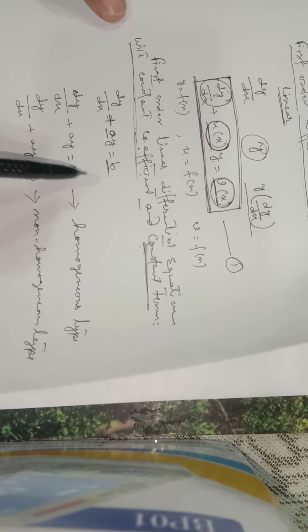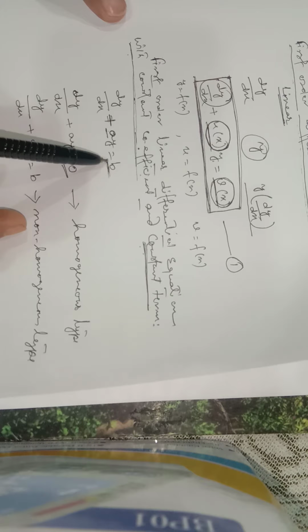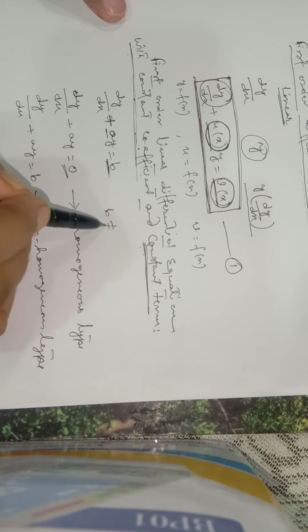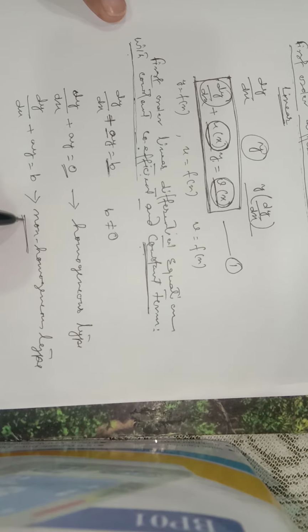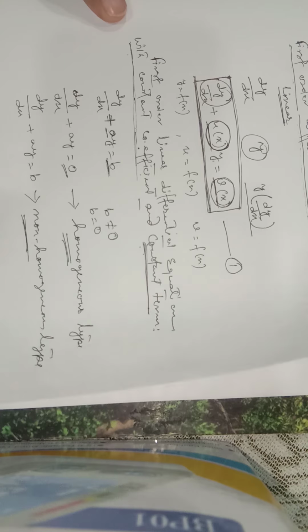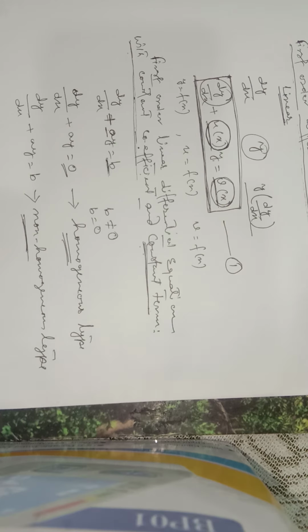Now if your term b becomes a non-zero value, then it is a non-homogeneous case, and if b is equal to 0, then it is a homogeneous case. So there are different ways to solve the homogeneous case and the non-homogeneous case. We shall discuss first the homogeneous case, how to solve first order linear differential equations of the homogeneous case, then we shall discuss the non-homogeneous case.